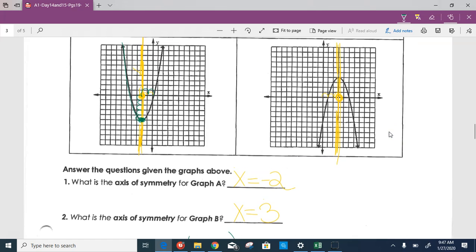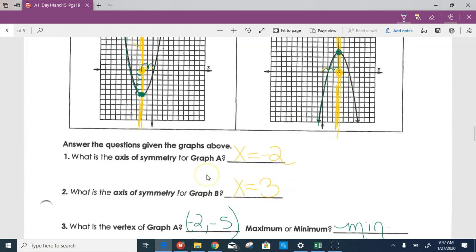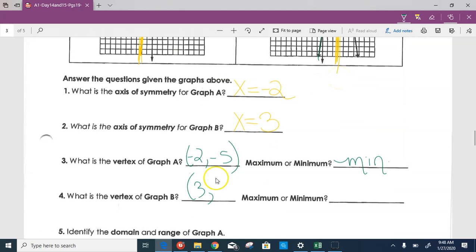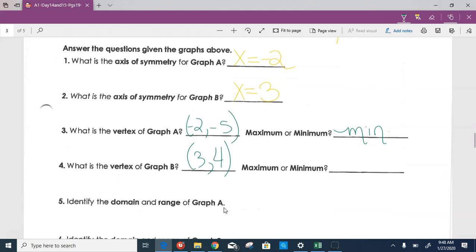What is the vertex of graph B? The vertex is either the highest or lowest point. In this case, it's right here at +3. So there's my x-coordinate, +3. Let's get the y-coordinate. 1, 2, 3, 4. And since it's the highest point of the graph, it is a maximum. I'm sorry for making you dizzy, by the way, with the up and down scrolling. It kind of belongs to the notes. I want to get through it as fast as I can.